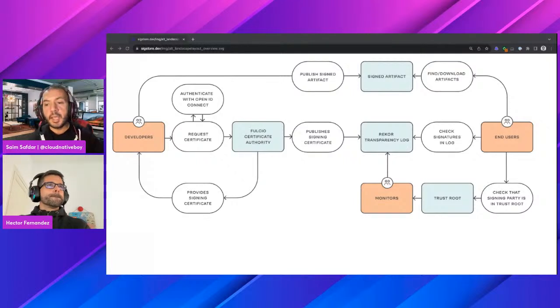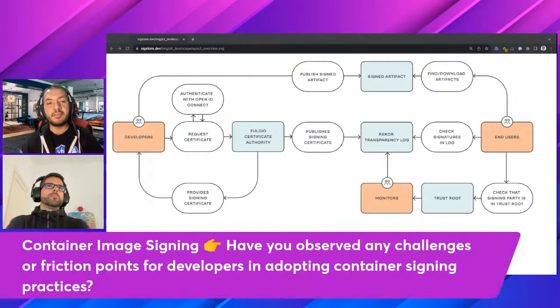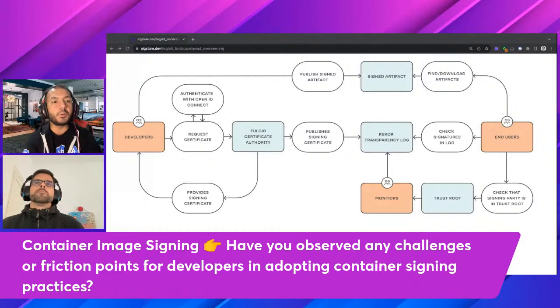Yes, absolutely. And I think if a developer is listening to us right now, they have one very important question in their mind. Have you observed any challenges or friction points for developers in adopting container signing practices? And I think we can speak about how easy or how difficult it is for the developer to understand the flow.